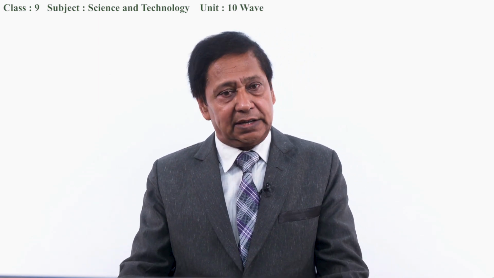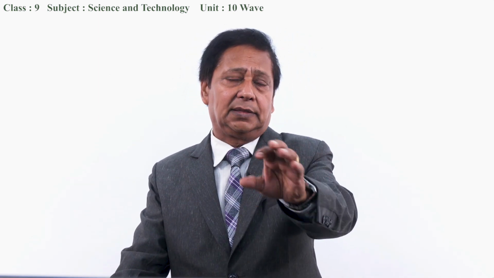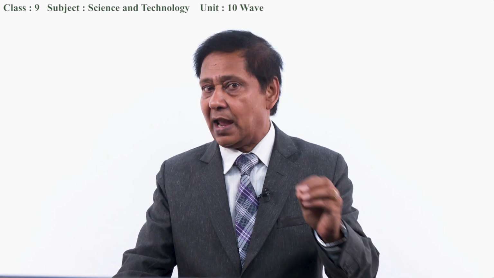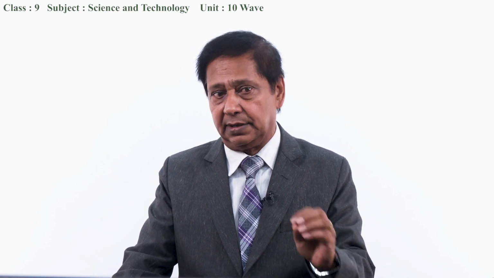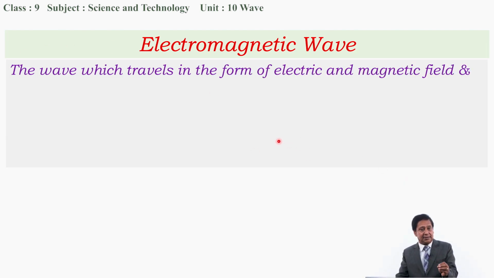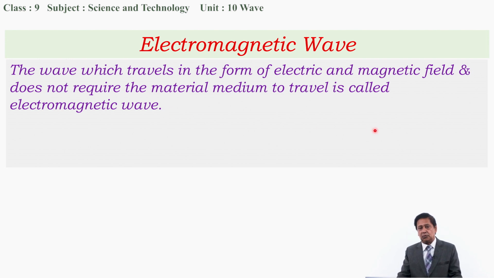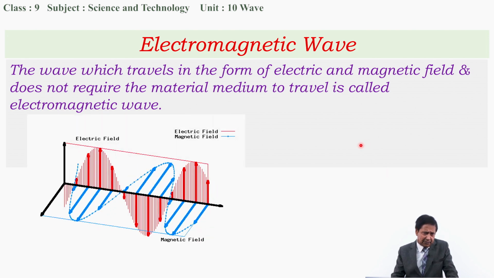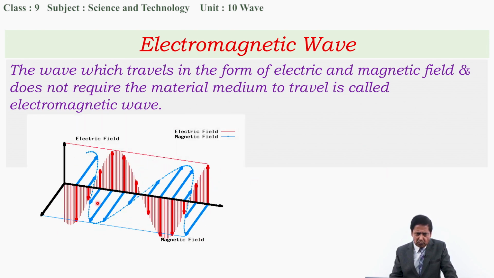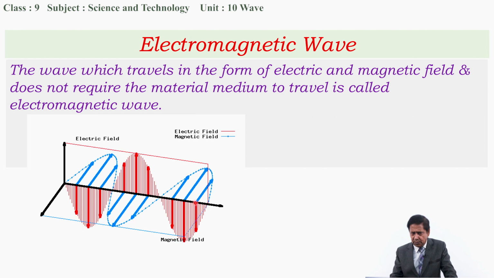Now another type of wave is the electromagnetic wave. What is it? The wave which does not require any material medium for propagation is called an electromagnetic wave. The wave which travels in the form of electric and magnetic fields and does not require a material medium to travel is called an electromagnetic wave. And how does it travel? In this figure shown previously, the wave is traveling towards this direction.